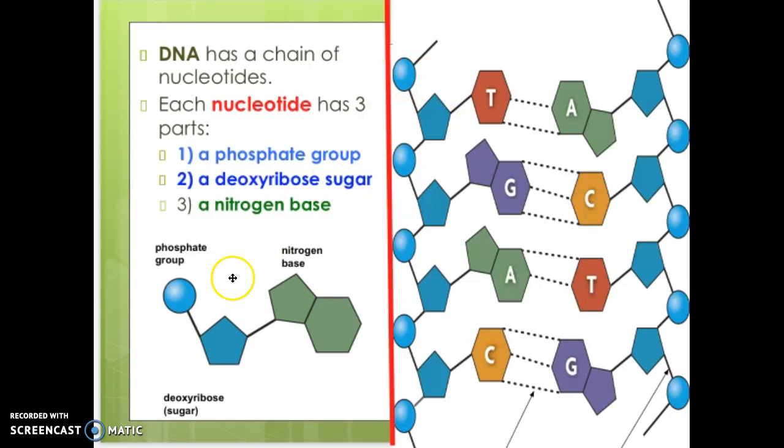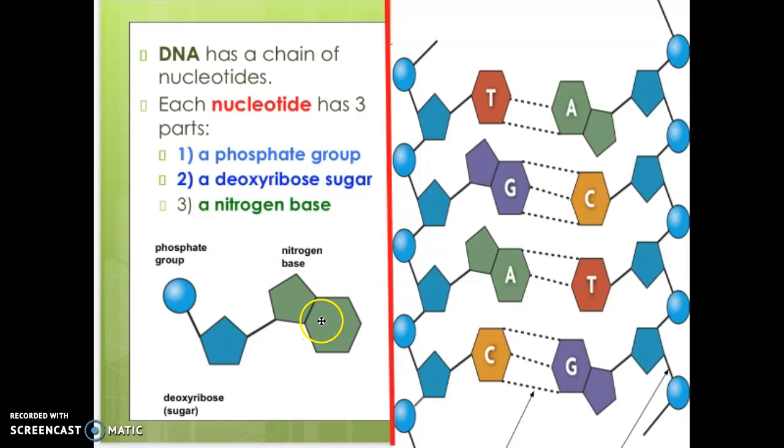So if you look on your right, you see that same Lego here, here, here, here, here, here, here, and here. So you should know that DNA has a chain of these nucleotides, and it has two strands, two chains. Each nucleotide has three parts. Each Lego has three parts. It has a phosphate group. It has a sugar. This sugar is called deoxyribose. It's a 5-carbon sugar. And right next to it, there's a nitrogen base.